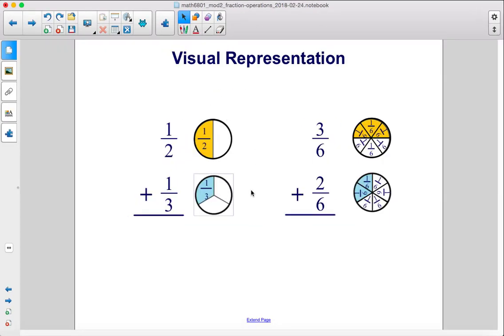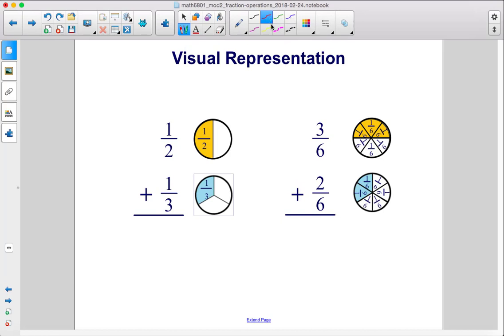Alright, here's a visual representation of what's going on. To add 1/2 and 1/3, we can see that 1/2, this yellow portion, is exactly 1/2 of this whole circle. This blue portion is 1/3 of this circle. These numbers can be represented by these numbers instead, 3/6 and 2/6, because 3/6 is exactly the same amount of the circle. You can see it's a half of the circle. And this blue portion is still just 1/3 of the circle, but you can call it 2/6.